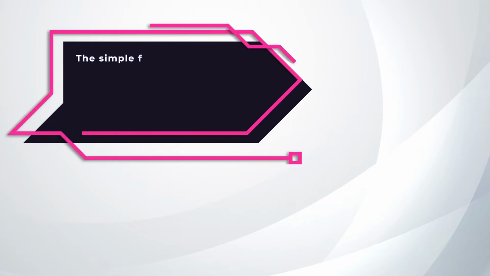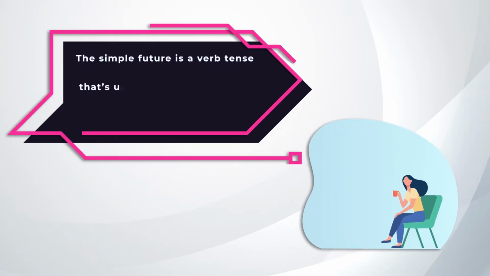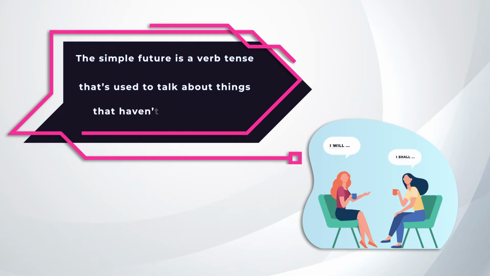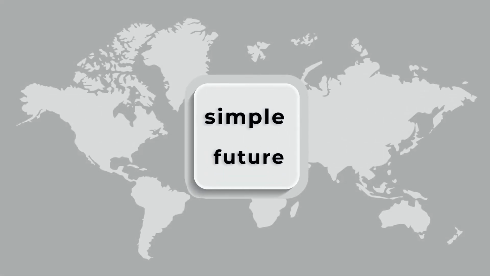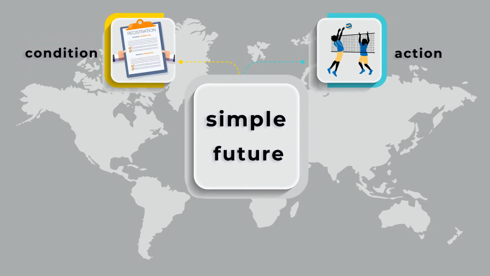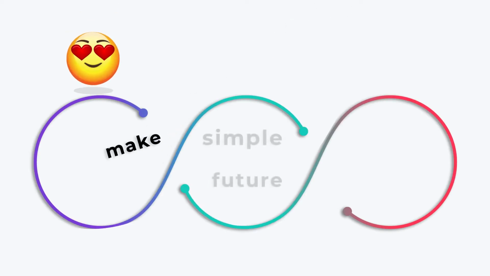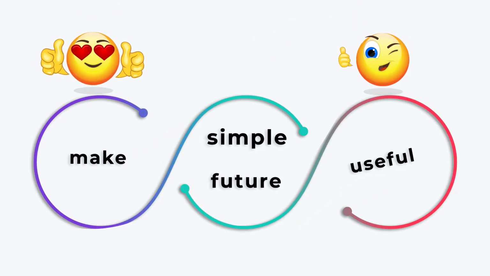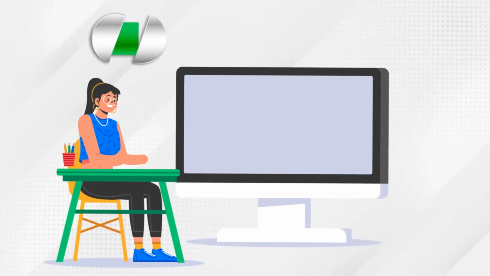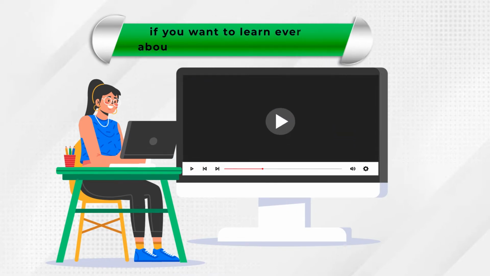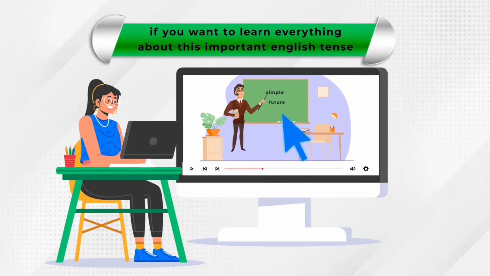The simple future is a verb tense that's used to talk about things that haven't happened yet. Use the simple future to talk about an action or condition that will begin and end in the future. It is very easy to make and is very useful. If you want to learn everything about this important English tense, watch until the end of the video.